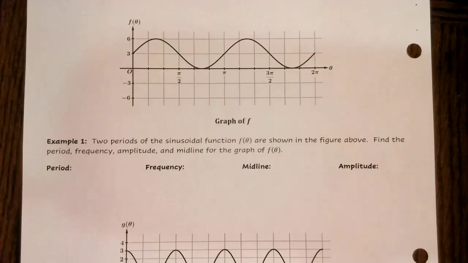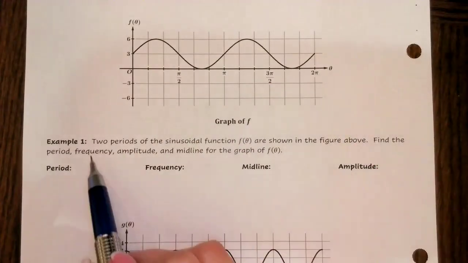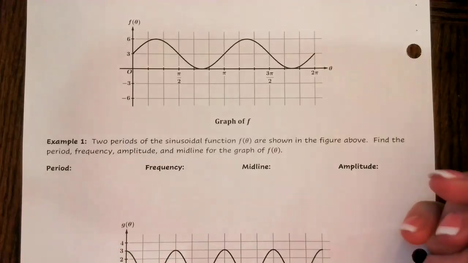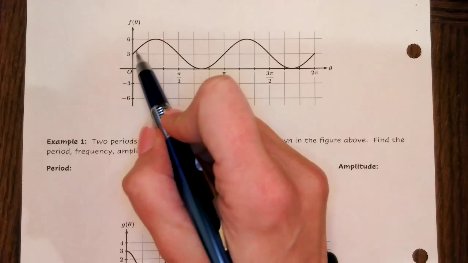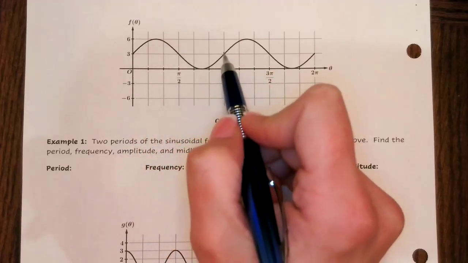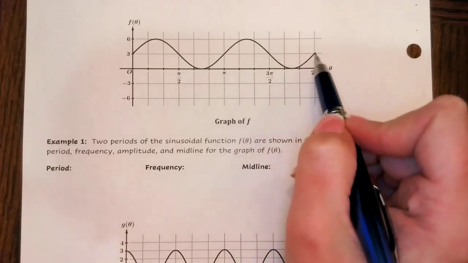It says 2 periods of the sinusoidal function f of theta are shown in the figure above. Find the period, frequency, amplitude, and midline for the graph of f of theta. So here's my graph of f right here. It is showing 2 periods, which is good so that we can see a little bit more than that 1 period. So it is a sine graph, starts right here, goes up to this point would be 1 period, and then it repeats, there's that second period.